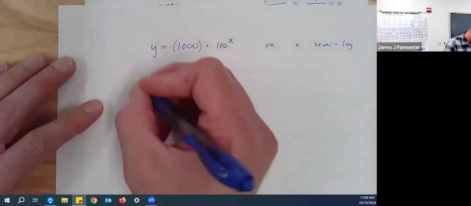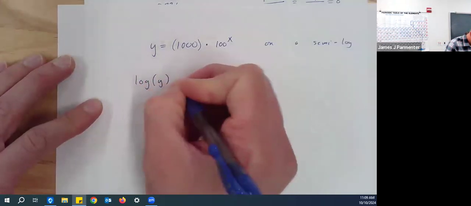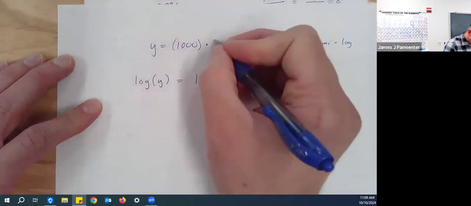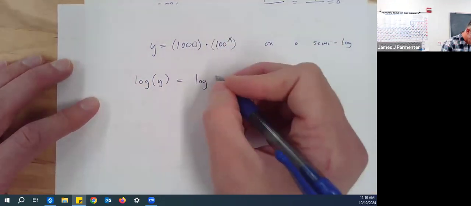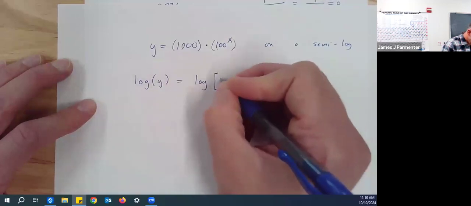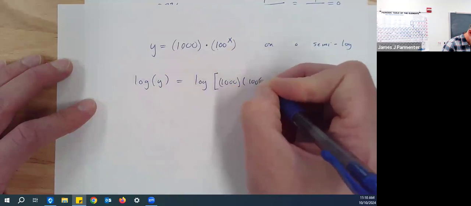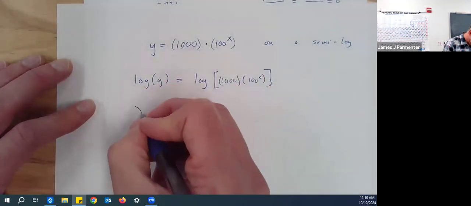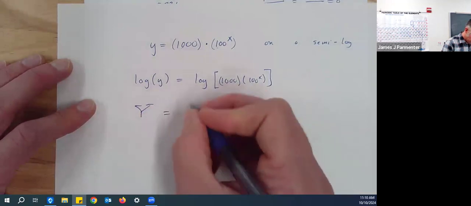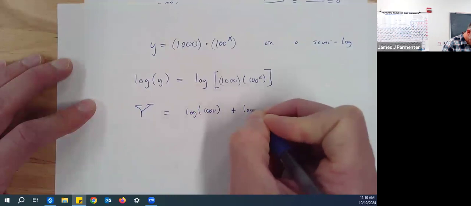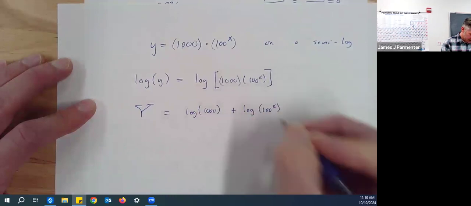We just know that here it's going to be linear on a semi-log because it's starting with an exponential function. So then if I took the log of both sides, again, you can't multiply those together. You have to keep the 100 and 1,000 separate from each other. I've got log of y equal to log of 1,000 times 100 to the x. We break it apart. Log of y becomes capital Y. We have log of 1,000 plus log of 100 to the x.